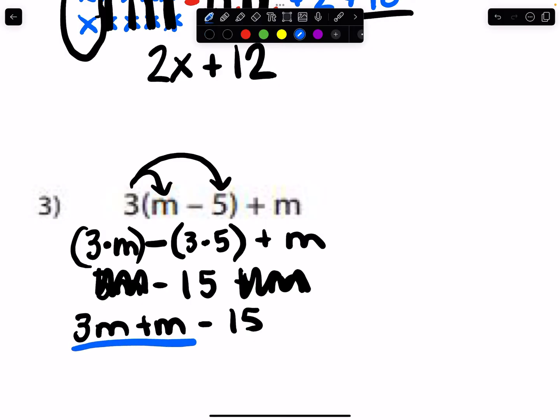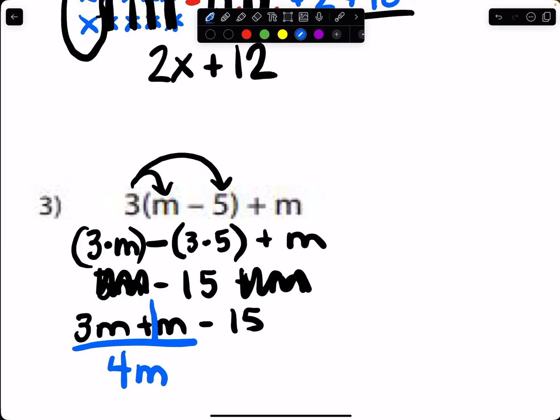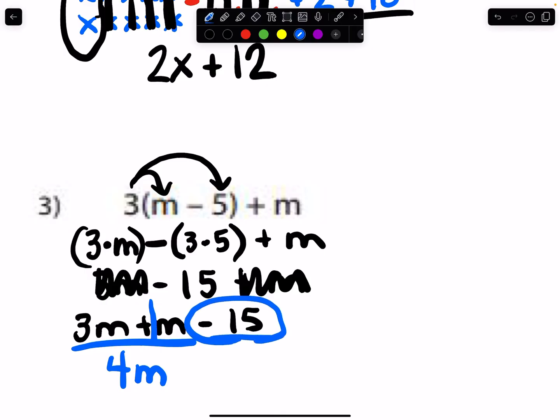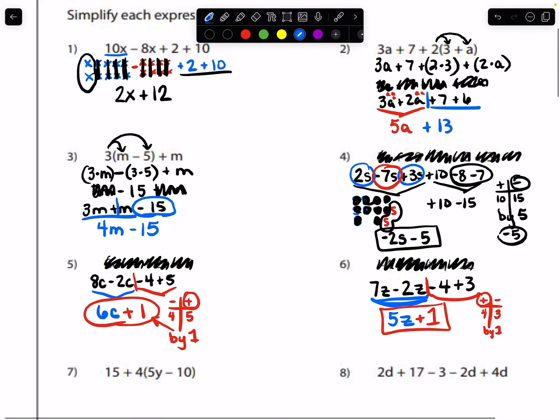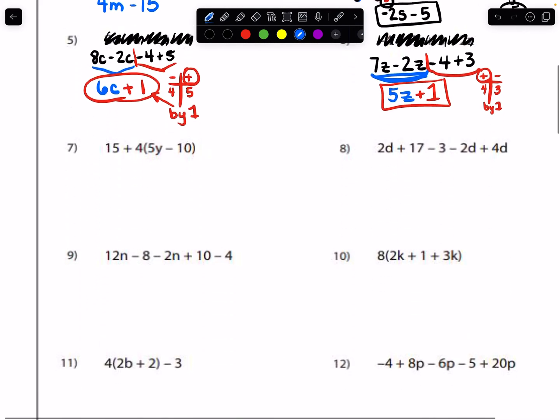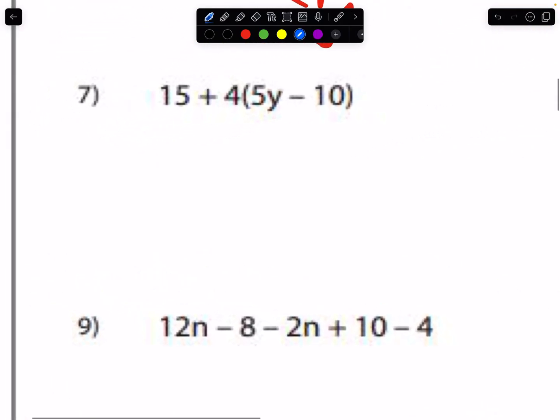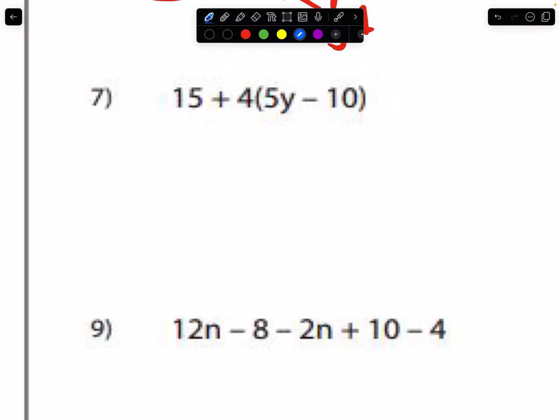I combine these. Remember, there's an imaginary 1 right there. Well, it's not imaginary. It's there. They just didn't write it. So now I have 3 m's plus 1 more m. I have 4m. This guy has no friends, so therefore it's minus 15. Has no like terms. Okay, what questions do we have? Okay, then we're going to go to number 7. I want you to push pause. I want you to try it independently, and then you're going to come back and see if you've got it right.